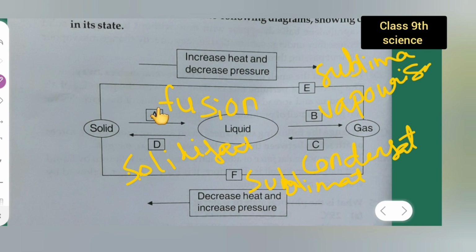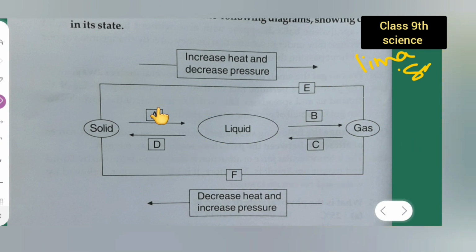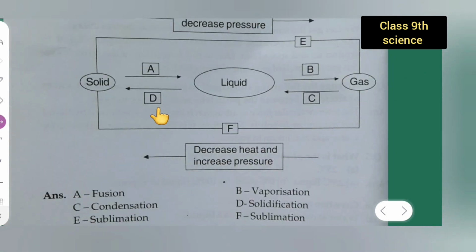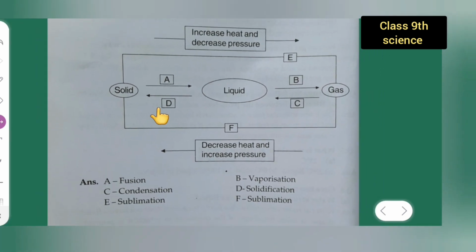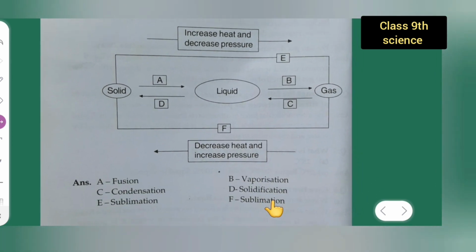Okay, so here I will be giving you all the answers. Let us see. So this A is what? Fusion. B is vaporization. C is condensation. D is solidification. E and F is nothing but sublimation. I hope you all can take down these solutions.